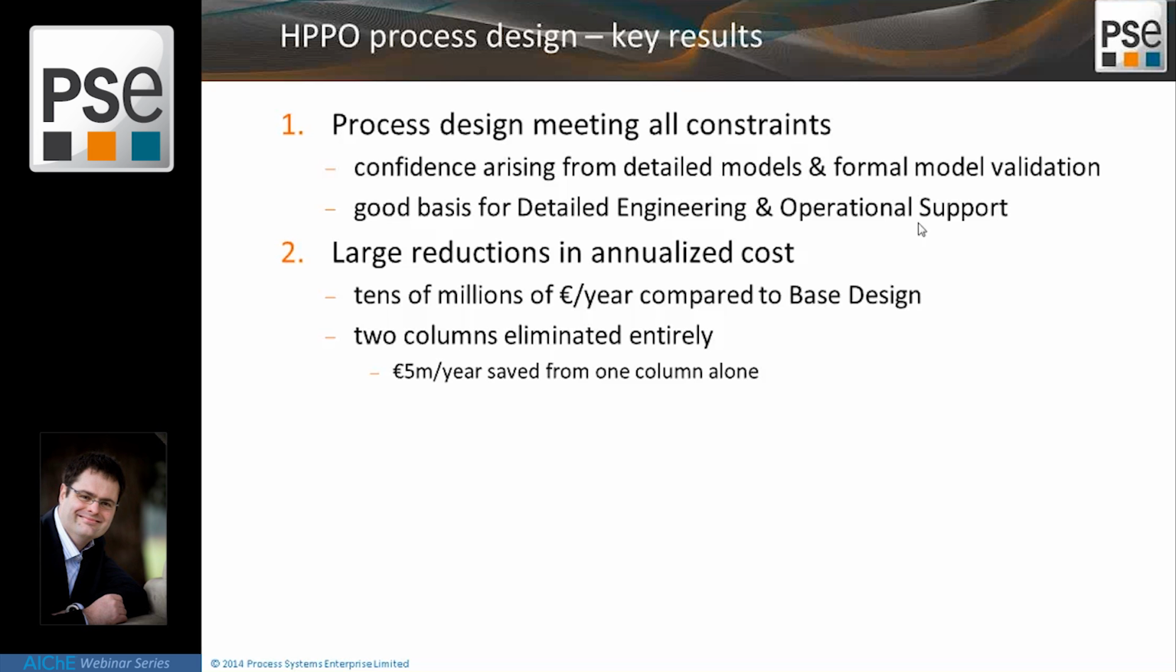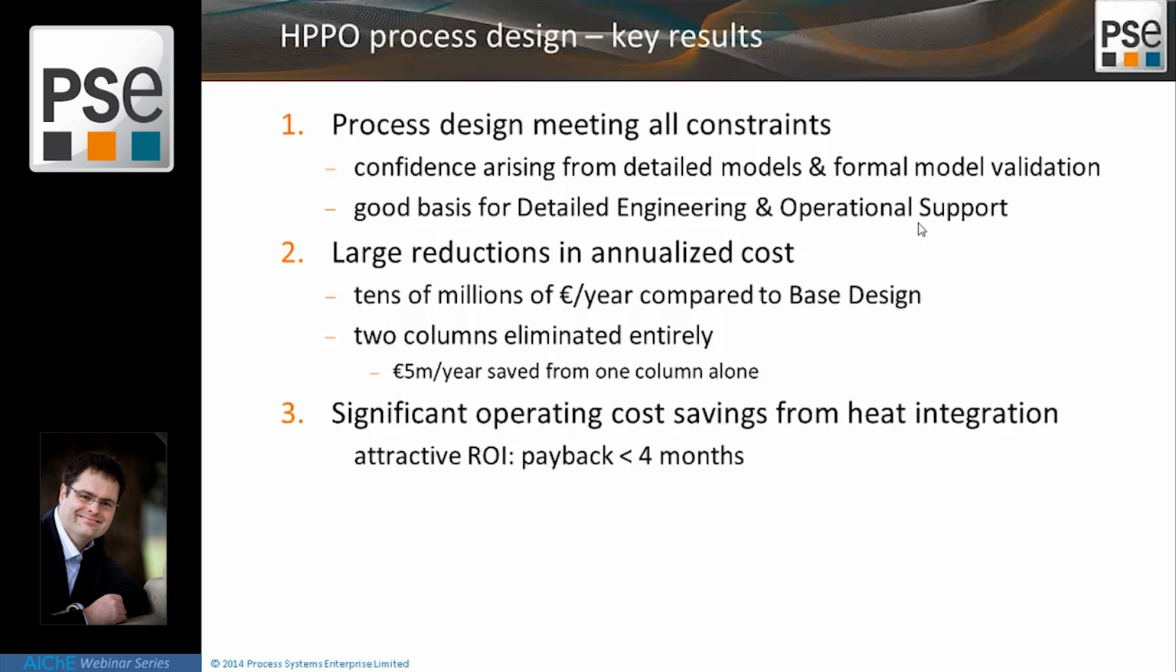We were able to eliminate 2 columns entirely, and we saved 5 million per year by being able to remove 1 column alone. And finally, due to the heat integration that was also considered, we managed to get significant operating cost savings, which had a very attractive return on investment, which resulted in a payback of less than 4 months.